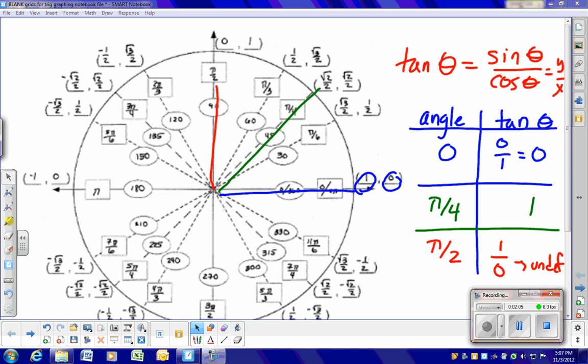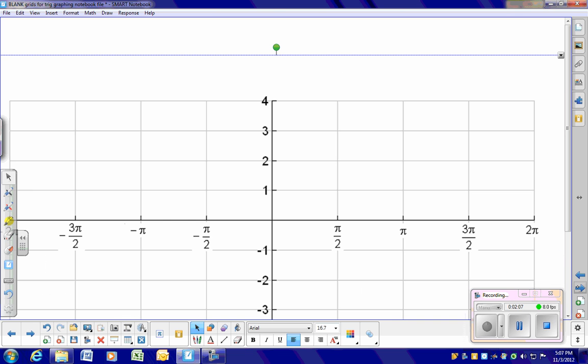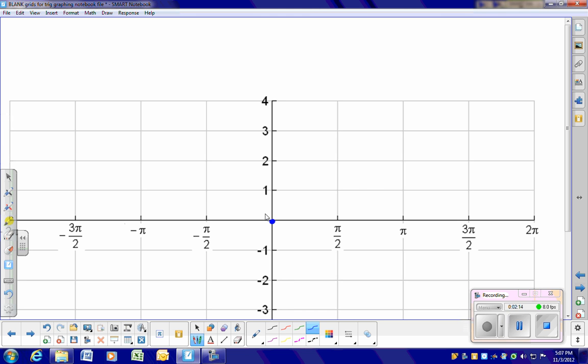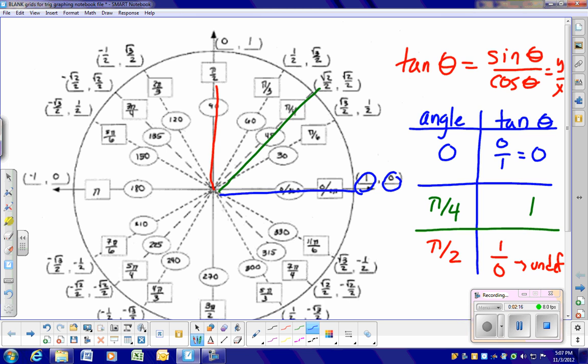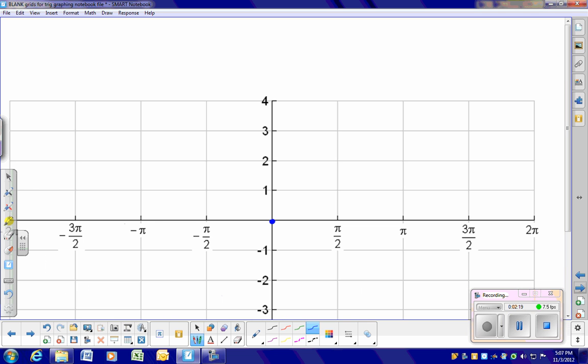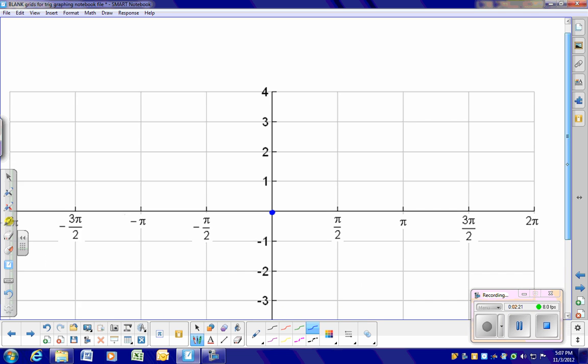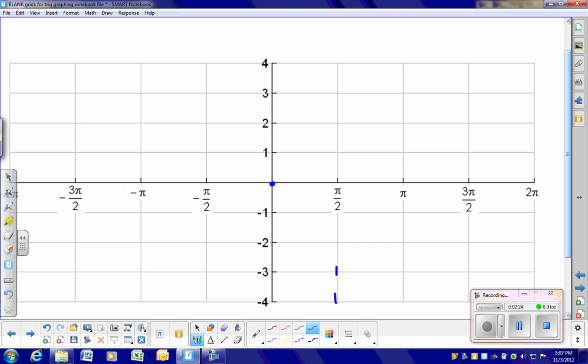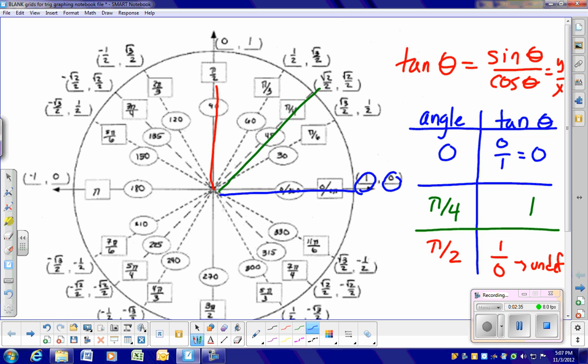Okay, so with these values of 0, 1, and undefined, let's come over here to our graph. This is where you can start drawing something. 0 had a point of 0, and pi over 2, which is the next tally mark, was undefined. So we show undefined on our graph by showing a gap in the graph. This is going to be a place where tangent doesn't exist. And then we also had pi over 4 with a value of 1. This is what we know so far from our chart, right? 0, 1, undefined. Let's keep going around the unit circle.